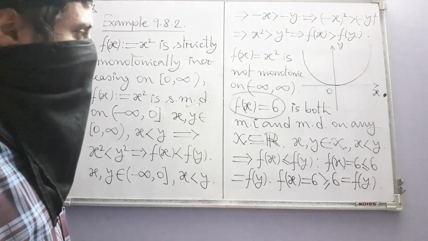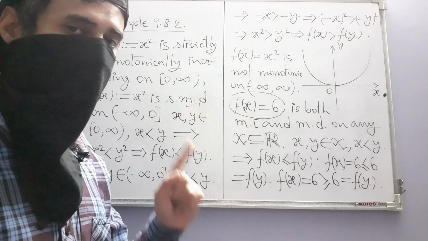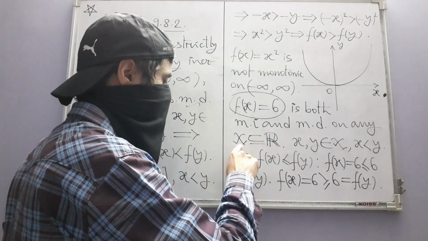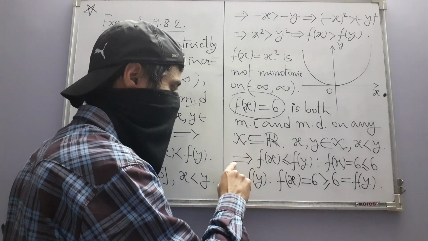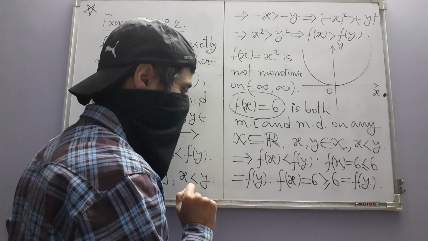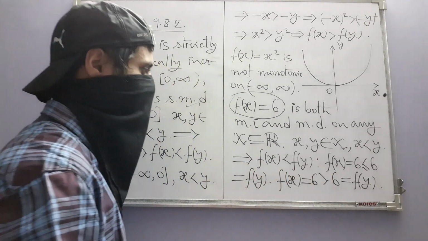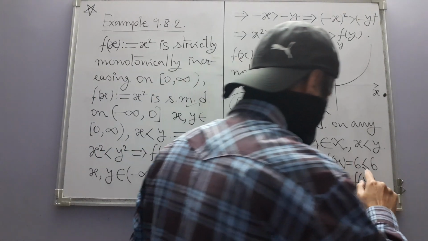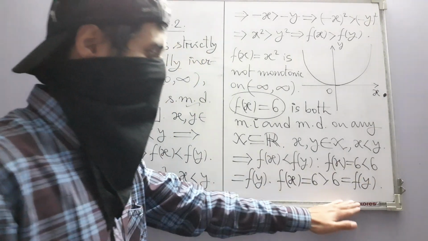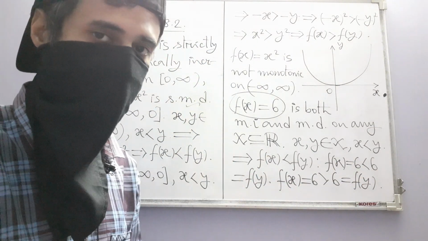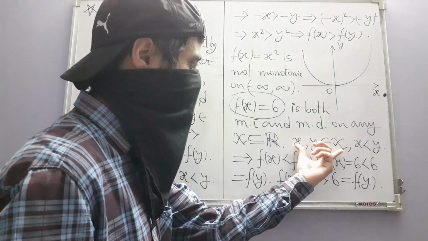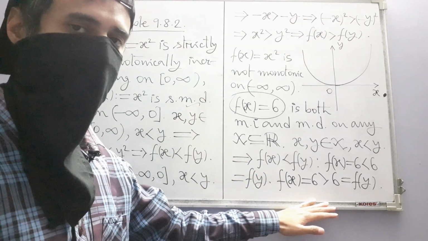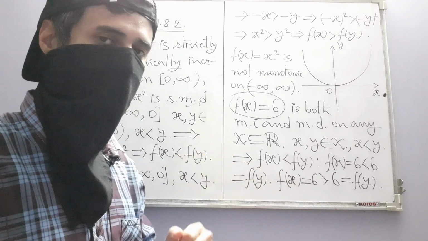Actually, there are two cases in which even this function is strictly monotonically increasing as well as strictly monotonically decreasing. One of them is when x is empty, because in that case this implication and this implication are both vacuously true. You see, the conclusions of these two implications are false, but we don't care because the hypothesis is false, and if the hypothesis is false, whatever the conclusion is, whether true or false, the implication is vacuously true.